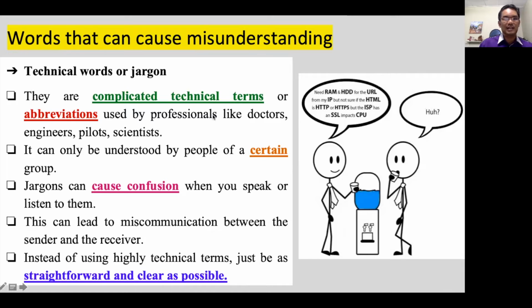They are complicated technical terms or abbreviations used by professionals like doctors, engineers, pilots, scientists. It can only be understood by people of a certain group. Jargons, istilah. Jargons can cause confusion when you speak or listen to them. This can lead to miscommunication between the sender and the receiver. Instead of using highly technical terms, just be as straightforward and clear as possible. Tak payahlah nak guna jargon apa semua.